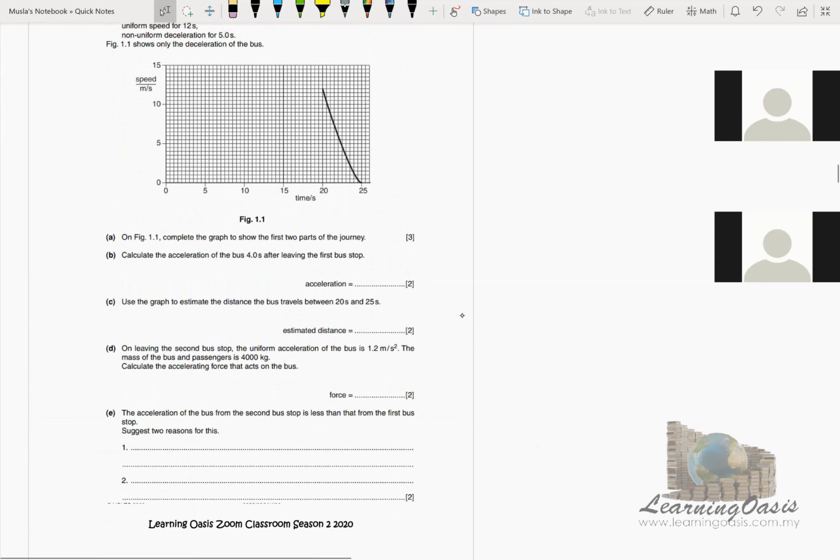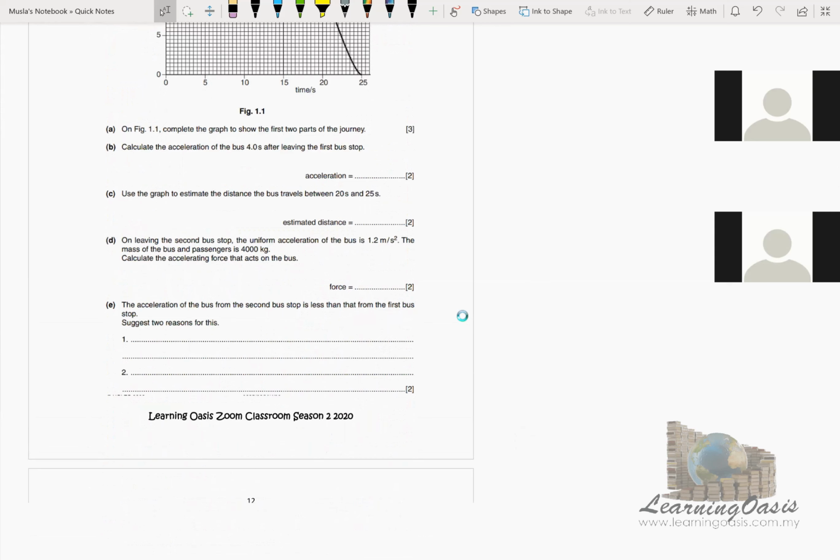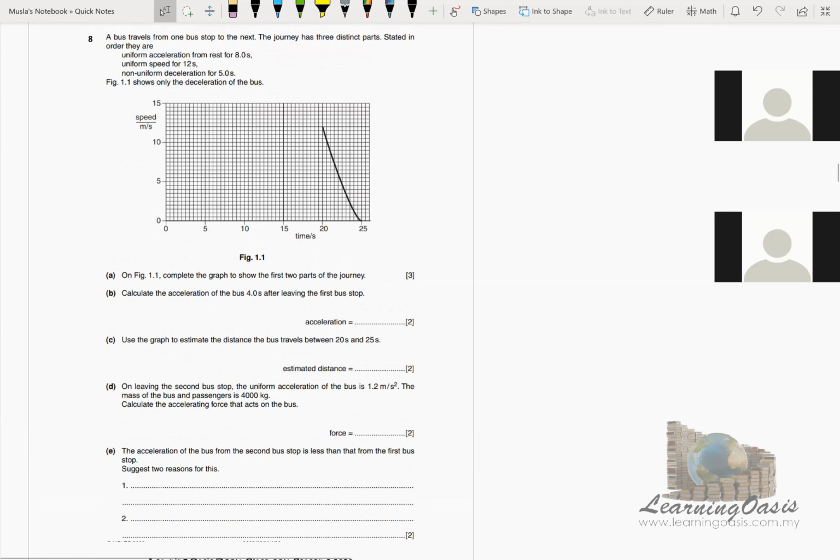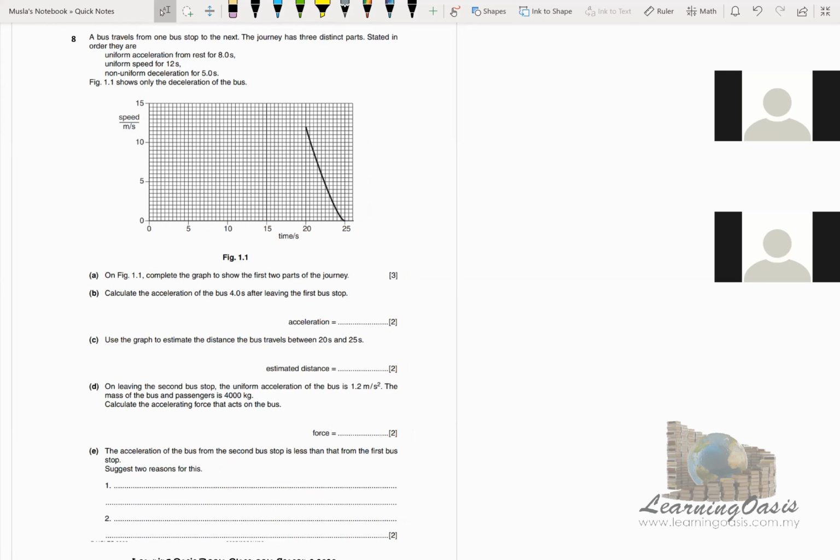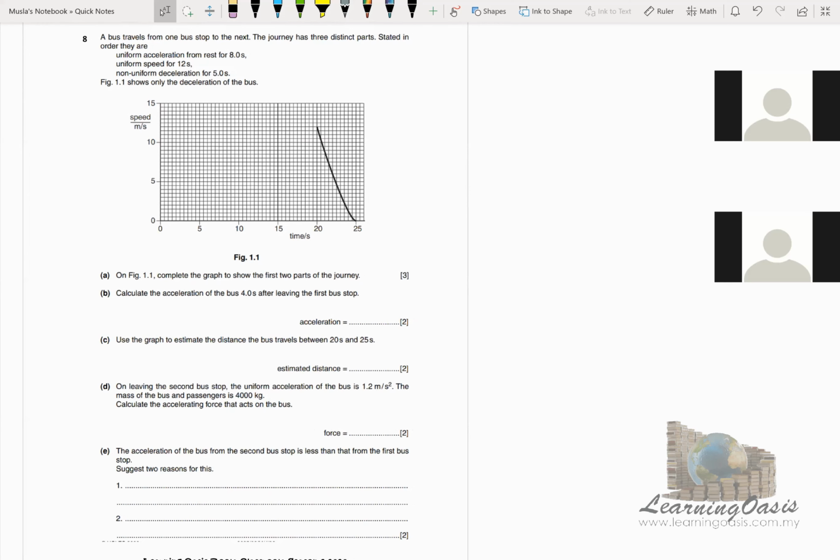Marisa? Almost. Okay, a bus travels from one bus stop to the next. The journey has 3 distinct parts stated in order: uniform acceleration from rest for 8 seconds, uniform speed for 12 seconds, non-uniform deceleration for 5 seconds. Complete the graph for the first 2 parts. Uniform acceleration from rest for 8 seconds, so 5, 6, 7, 8, and then uniform speed for 12 seconds.